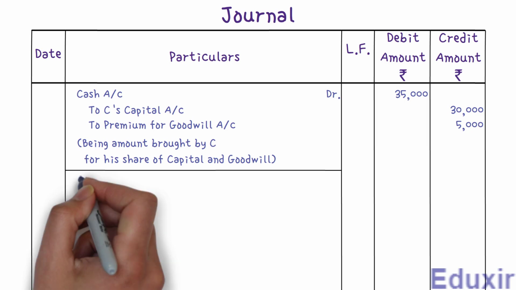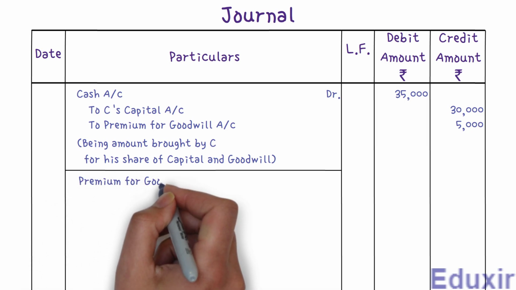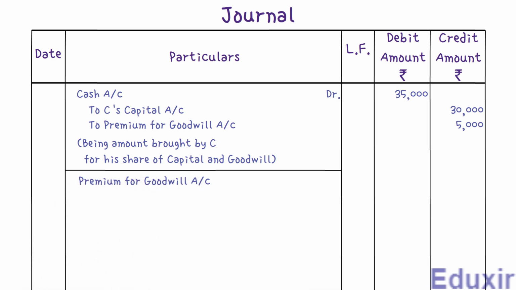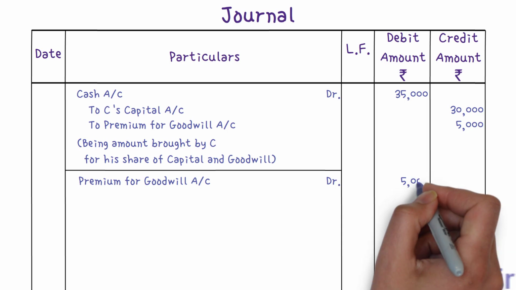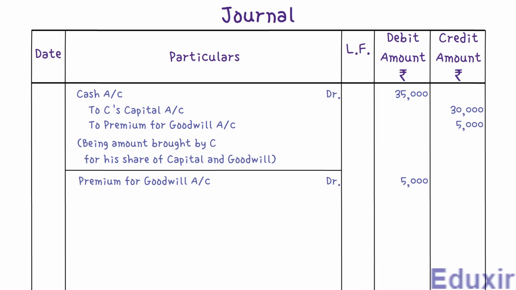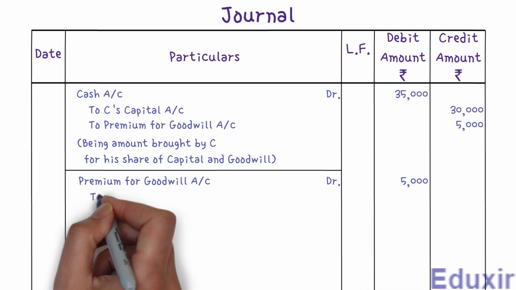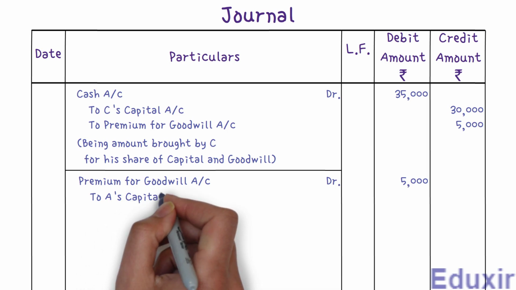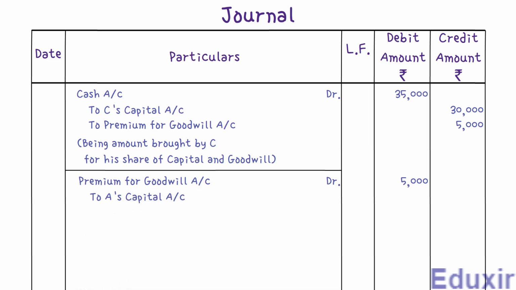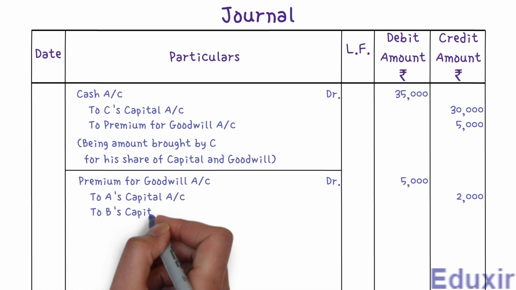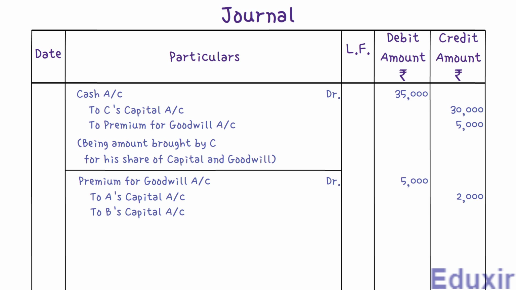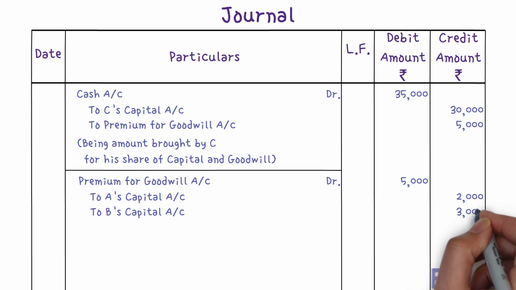Let us first record the premium for goodwill account as the debit entry. Let us also write the text DR to indicate that this is a debit entry. Let us then write the debit amount of 5000 rupees in the debit amount column. Leaving a margin, let us record partner A's capital account as the credit entry. Let us then write the credit amount of 2000 rupees in the credit amount column. Let us then record partner B's capital account as the next credit entry. Let us then write the credit amount of 3000 rupees in the credit amount column.